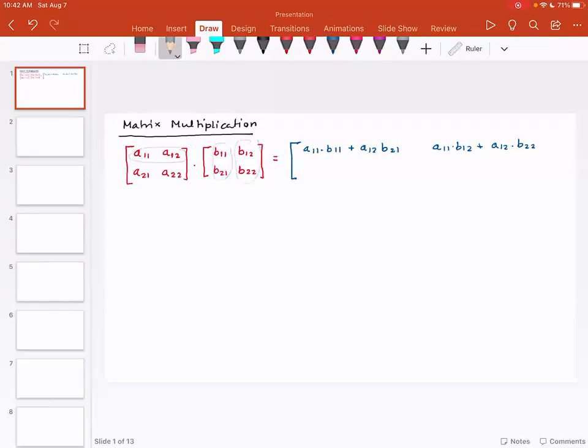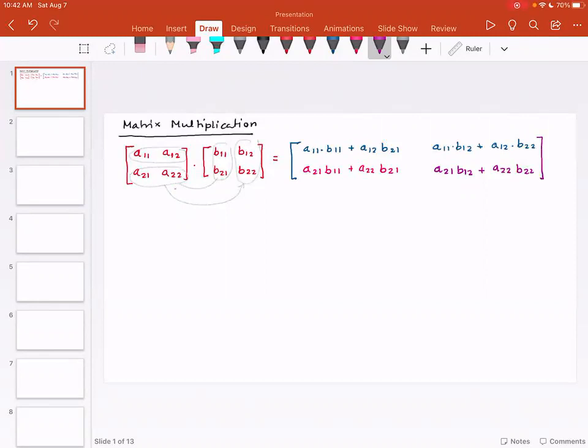Third element. So now we are focusing on this guy and this guy. A21 B11 plus A22 B21. And the last element is, if you were to carry out the same operation, A21 B12 plus A22 B22.